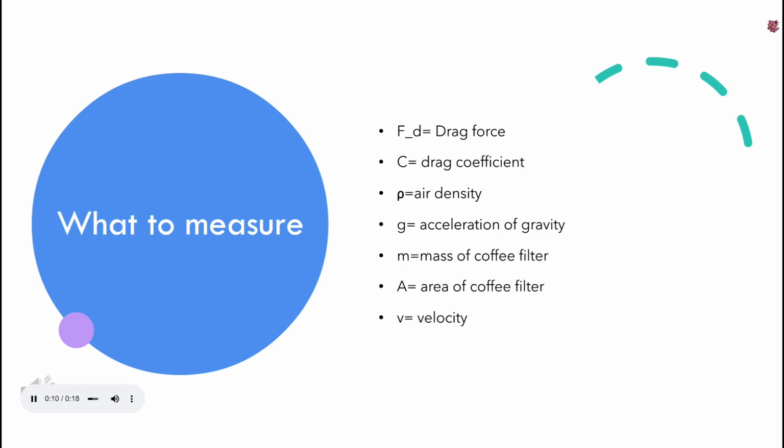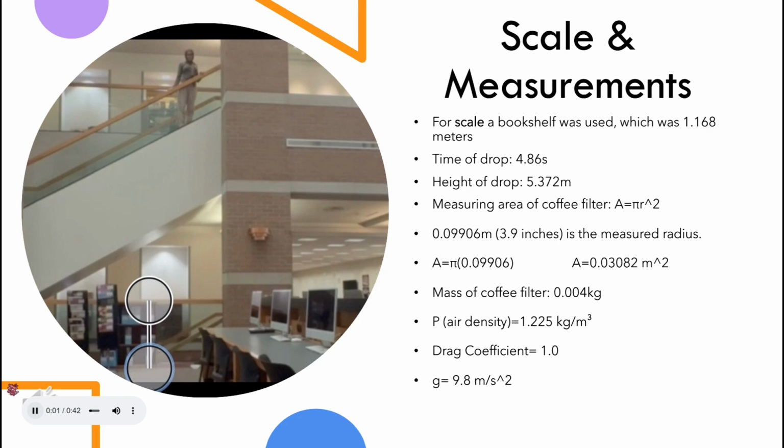What to measure for the experiment includes F_d equals drag force, c equals drag coefficient, rho equals air density, g equals acceleration of gravity, m equals mass of coffee filter, A equals area of coffee filter, v equals velocity. The scale and measurements used in the calculations was the bookshelf, which was 1.168 meters.